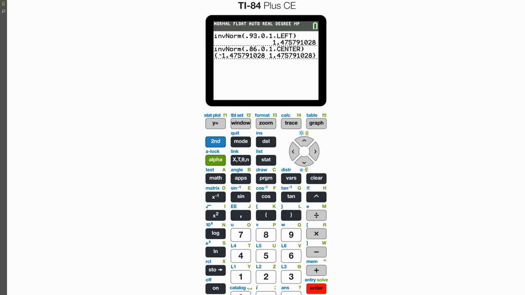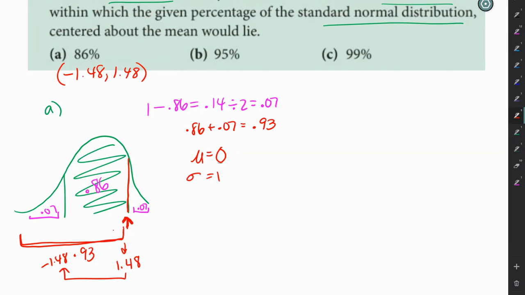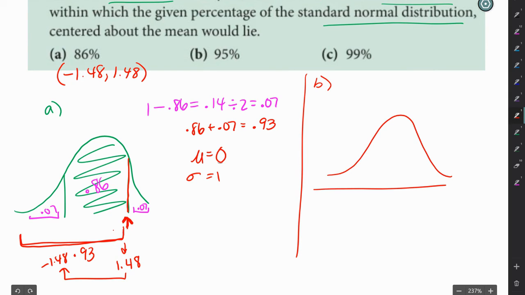If you don't have the newest operating system, so you don't have left as an option, you have to go through all of these steps that we just did. So for option B, with the new operating system, you just tell it 0.95 center and it does it. For the old operating system, okay, this is our mean.